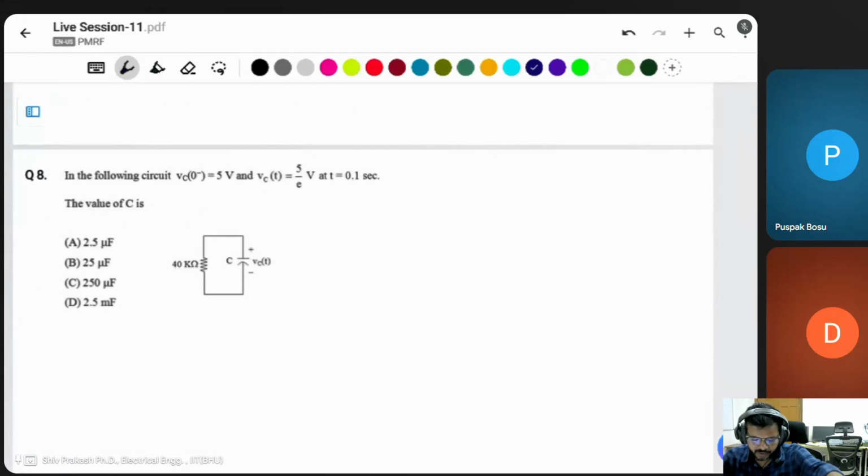Their question: in the following circuit, the initial voltage VC is given as 5 volt, and VC at t equal to 0.1 second will be 5 by e volt. Then the question asks for the value of the capacitor.